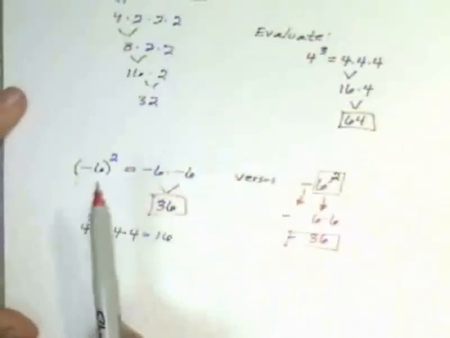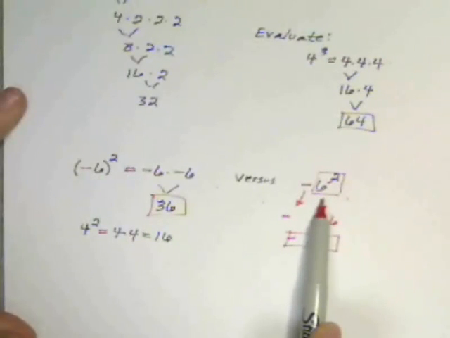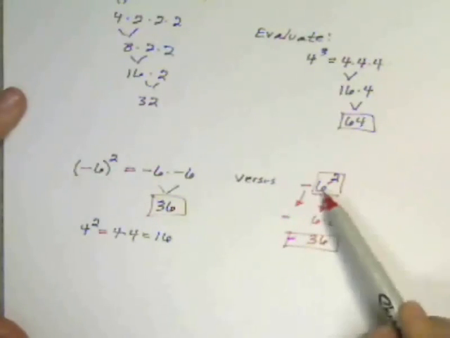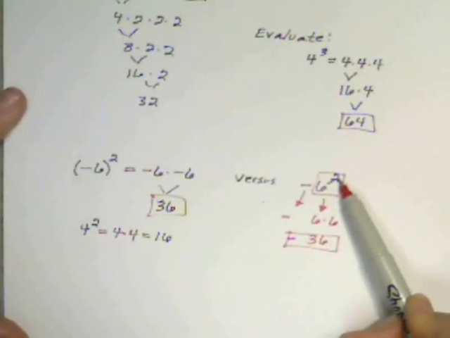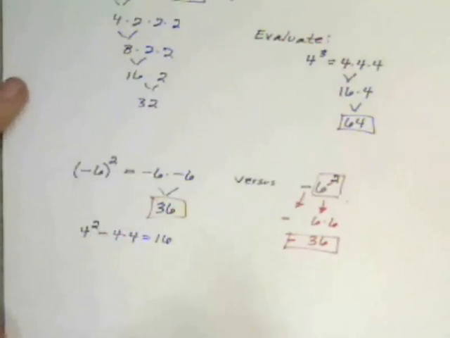So I want you to note very carefully that parentheses do make a big difference in the meaning of what's being squared. If there's no parentheses, you are just squaring what's attached. If there's parentheses, everything inside is being squared.